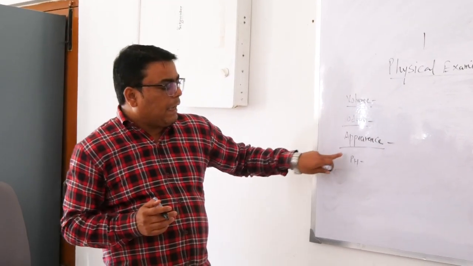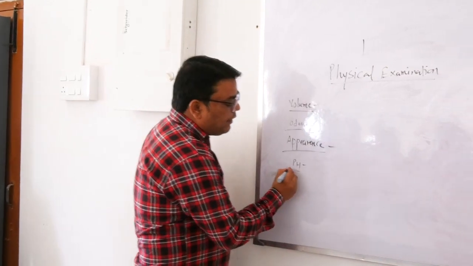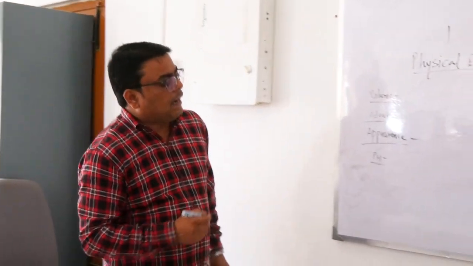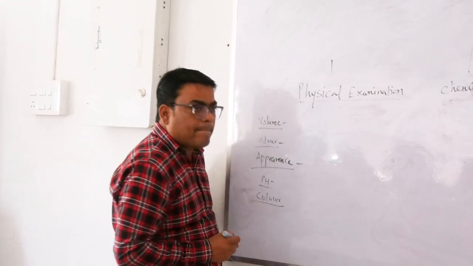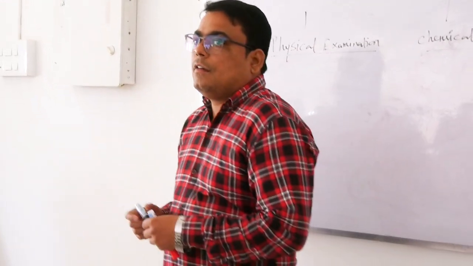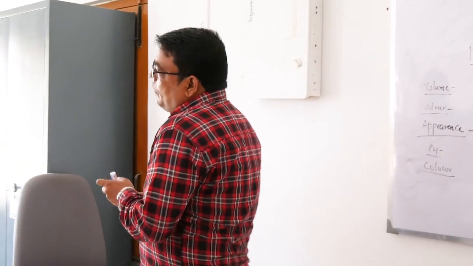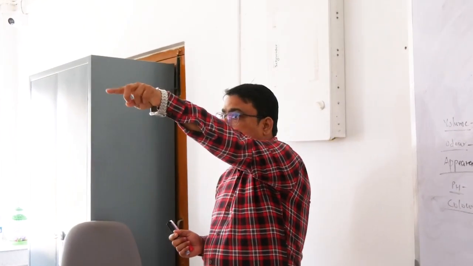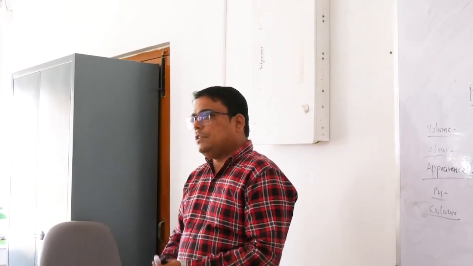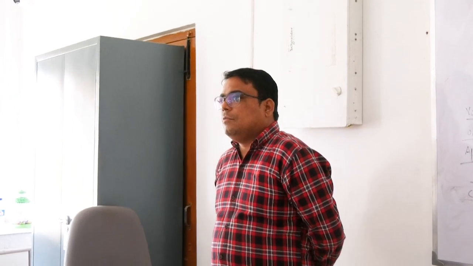Volume, odor, appearance, pH, what is left? Yes, color. Pale yellow, straw color. Pale yellow, straw color. What is the meaning of straw? Whoever is asked should answer. Yes, with me. Speak.